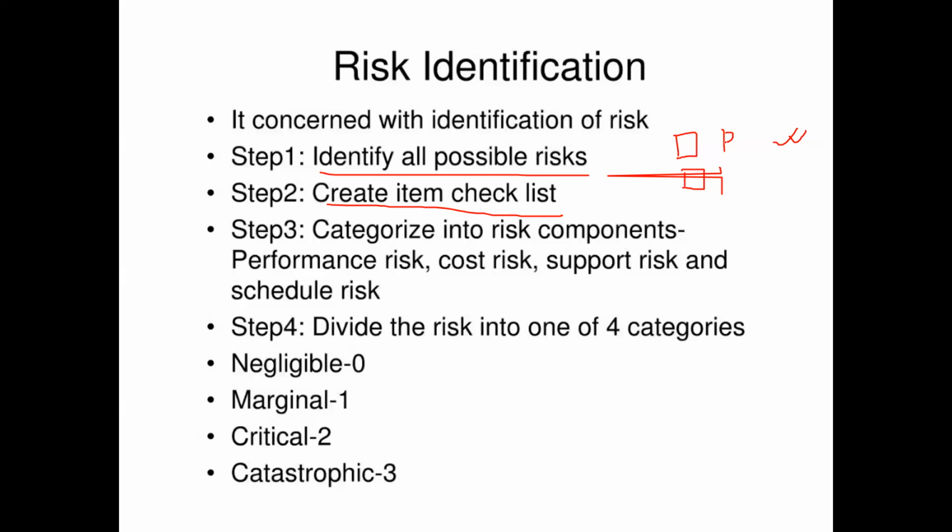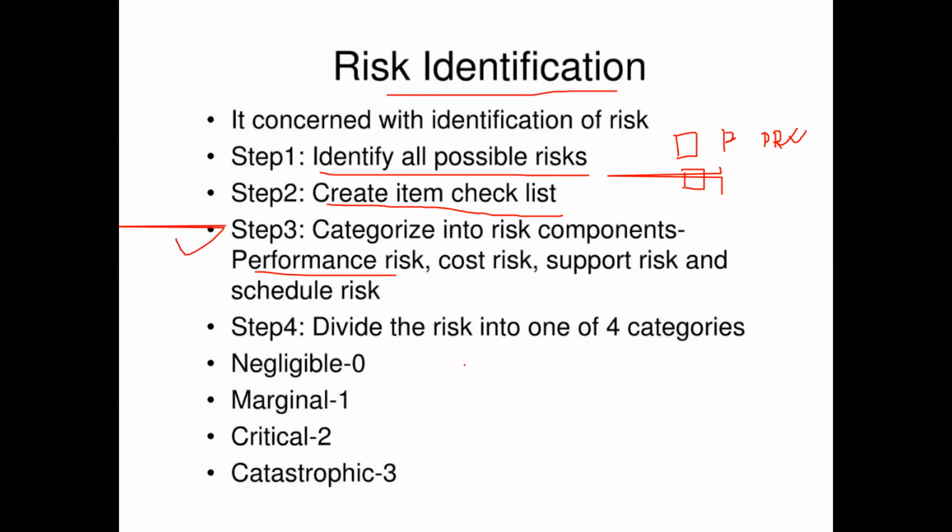So if this is risk one, I am thinking this may be a performance risk, so that is PR. I am writing PR here. So I am categorizing each and every risk. This is your third step of risk identification.